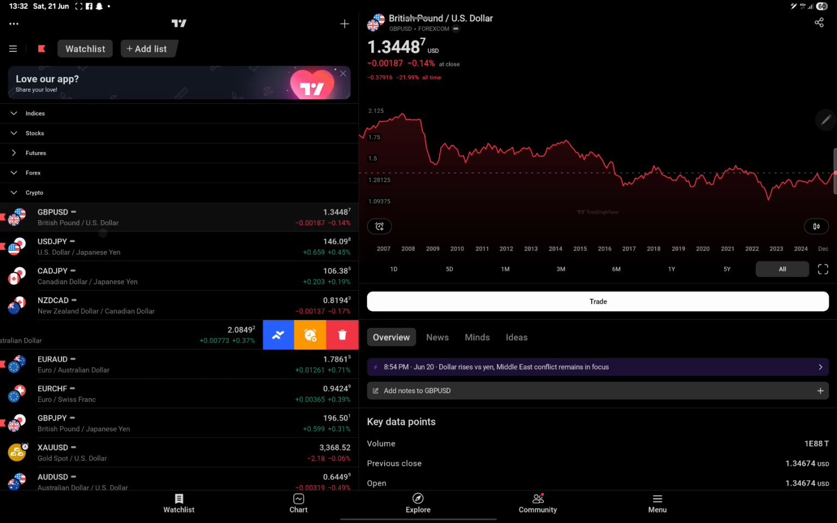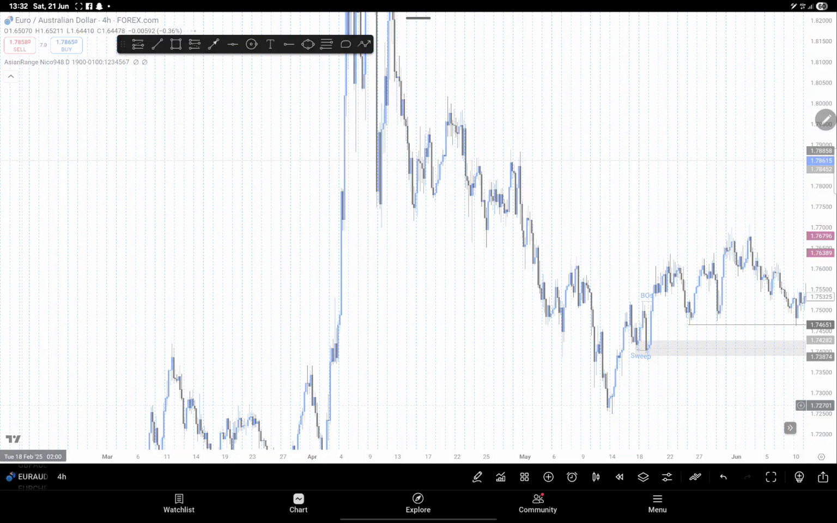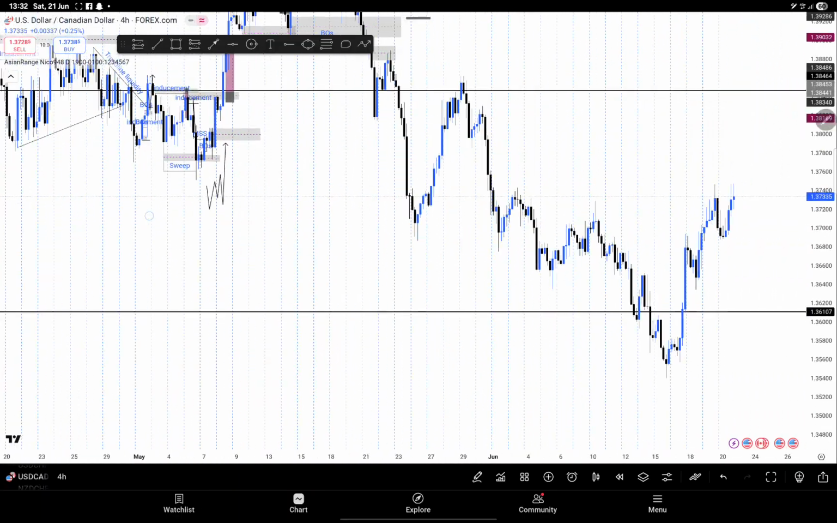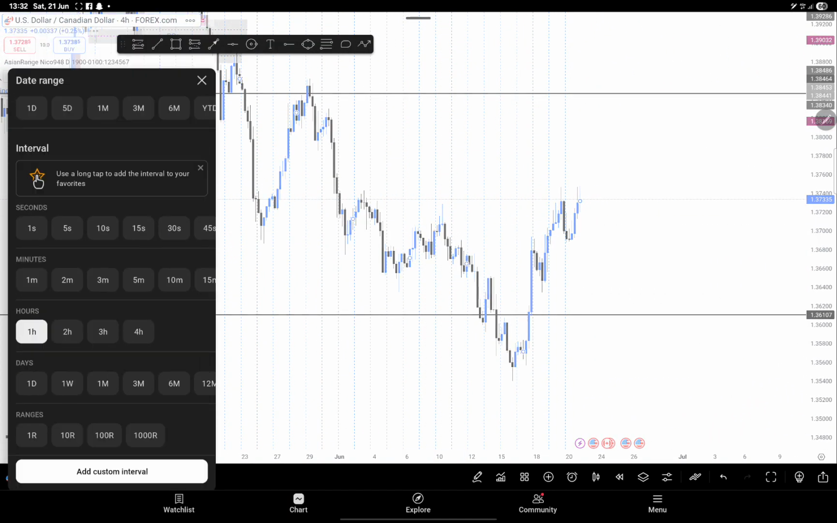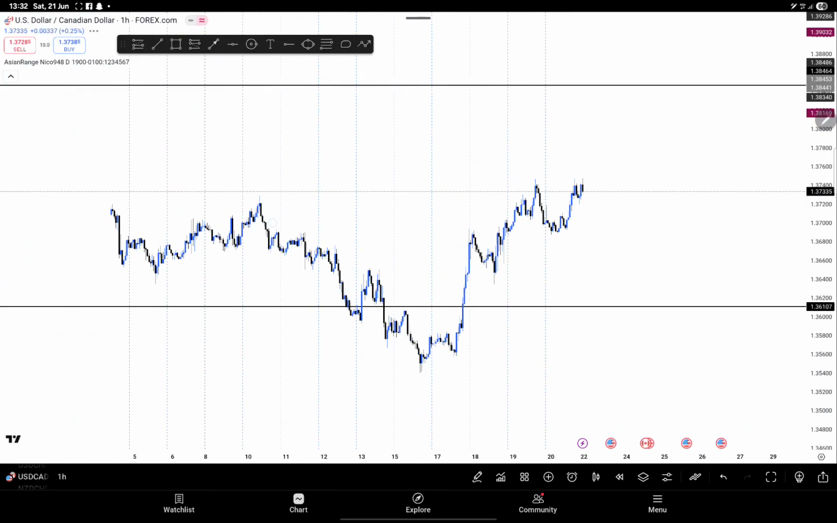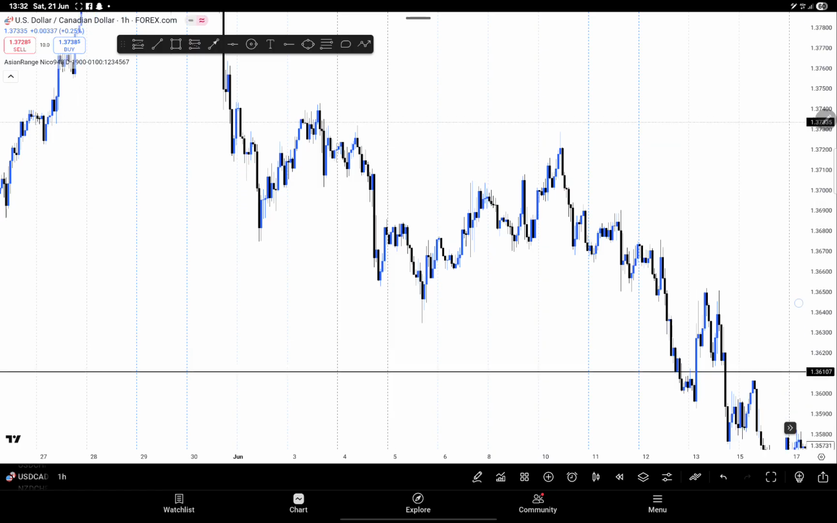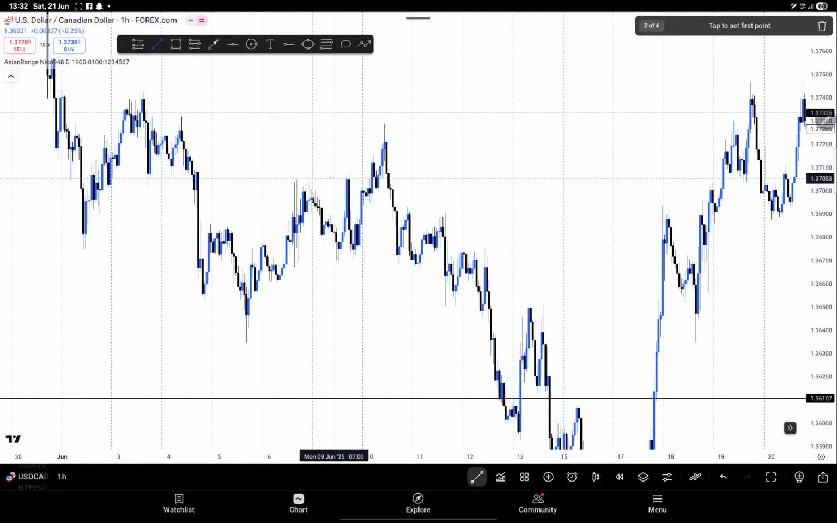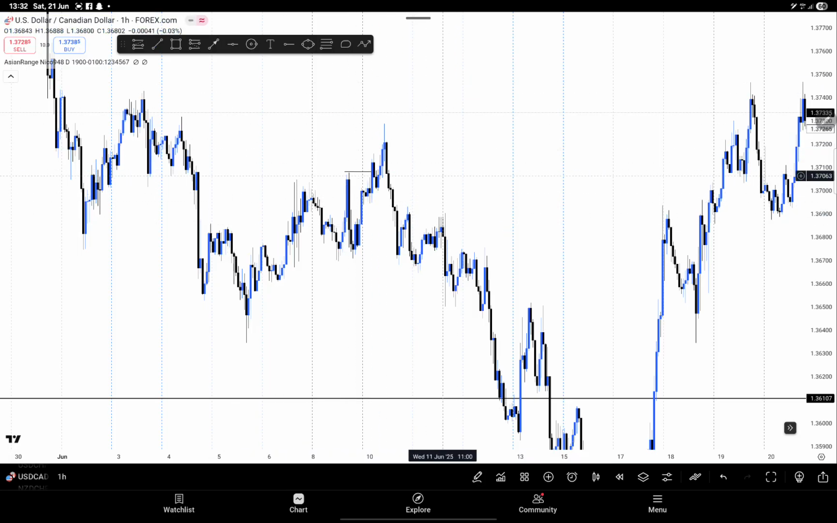Well, let me talk about USDCAD first. USDCAD, we had a sell setup. I think the sell setup was right here. If you go down to the 1 hour time frame, you can see the setup right here. You can see the sweep, structural liquidity, and the rest.